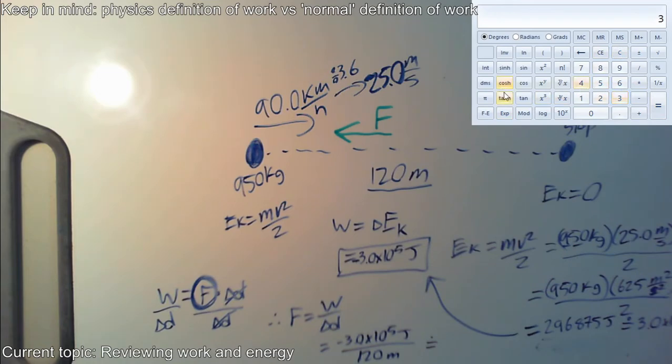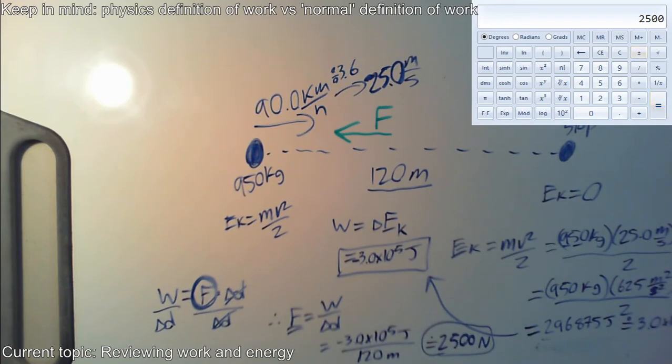3 times 10 to the 5 divided by 120. Right, there's 3 times 10 to the 5, there's 120. That's equal to 2,500. So 2,500 newtons, because we're looking for a force, and force is in newtons. 2,500 newtons. And thankfully that's already got 2 sig digs, so we're good to go there.